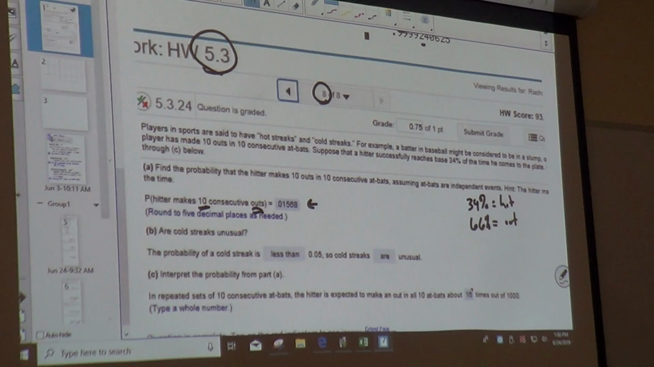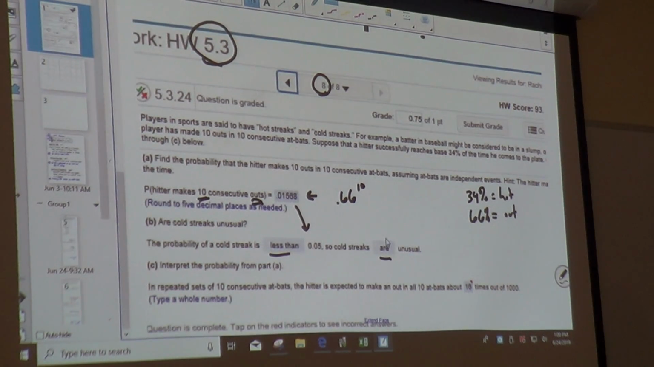What's your out? 0.66. And how many times are we doing it? To the 10th. 0.66 to the 10th. The probability of a cold streak, is that answer more or less than 0.05? Less than, so it is unusual.